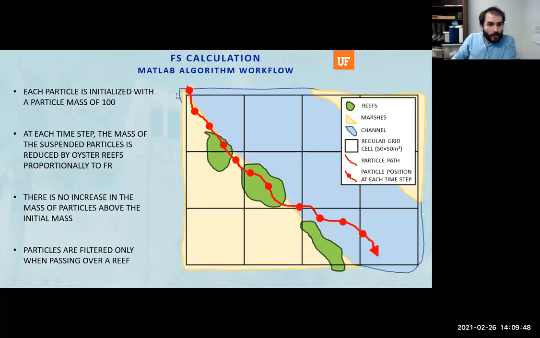So basically what we did was this. We took each particle, released it here in the middle of these cells, and we chose an initial particle mass of 100, and each particle has the same mass, and it doesn't change in time. So we didn't add any kind of mass. It is only decreasing, and it is decreasing when the particle goes over the reef. It decreases proportionally to the filtration rate, and proportionally to the properties of the oysters over each reef.